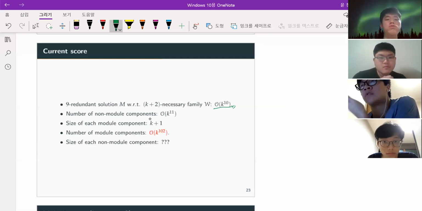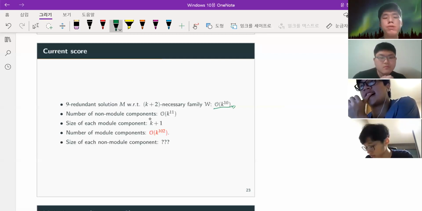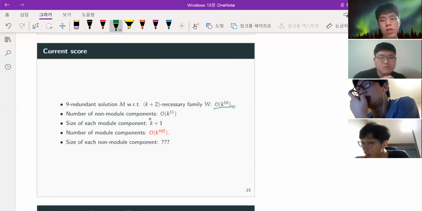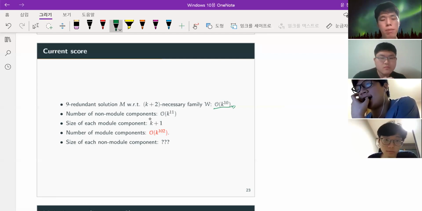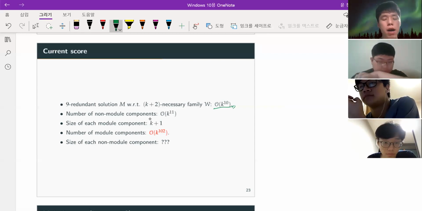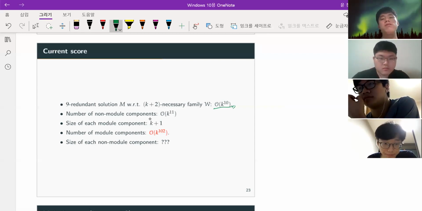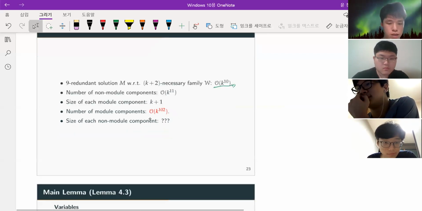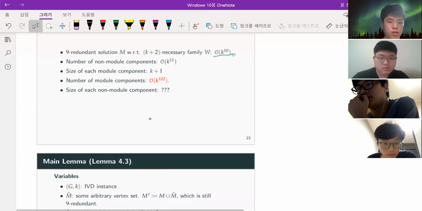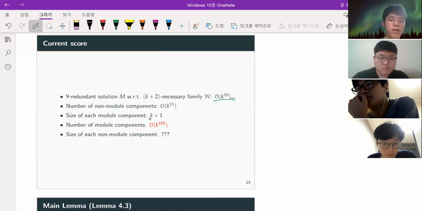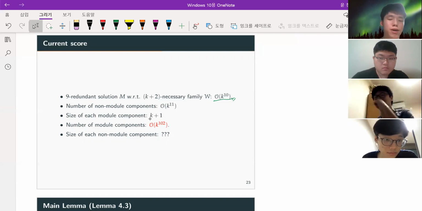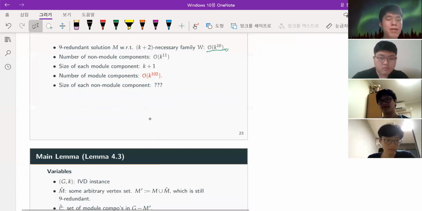Now we move on to bound the number of module components, and in this section we prove this is bounded by the 102nd power of k. That's so big. Remember that the part about the size of non-module components is not even discussed.